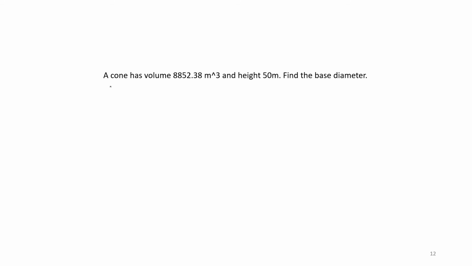Just try your best. A cone has volume 8852.38 cubic meters and a height of 50 meters. Find the base diameter. So using our equation, we're going to end up with the radius, and we need to multiply that by 2 in order to find the diameter, because that's what it wants. We know our volume equation. It's just very like the last one.